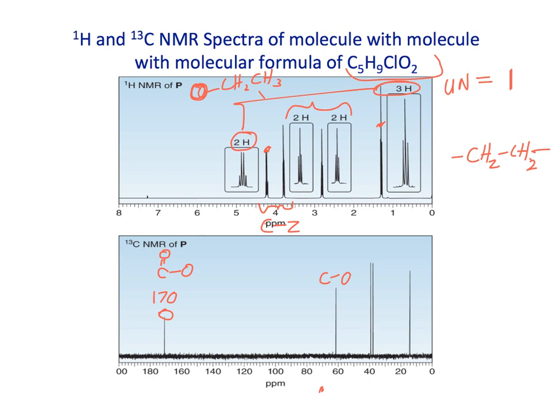So let's put together this molecule then. We have our ester. We decided that the ethyl group has to be attached to the oxygen. Okay? We have a CH2-CH2 group then that has to be over here. And what's on the end? The chlorine.